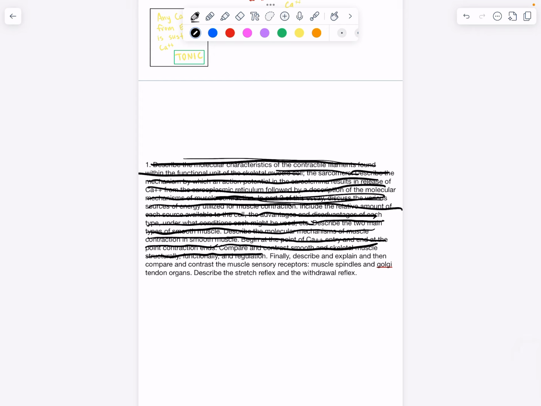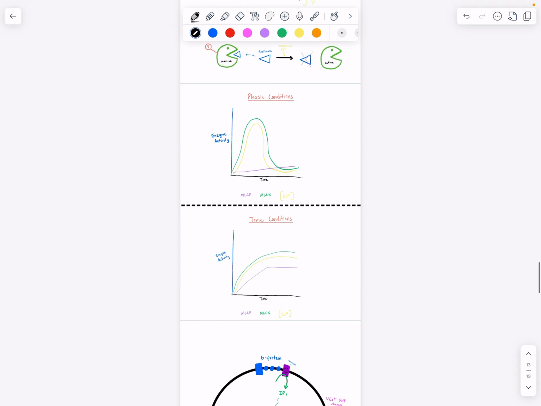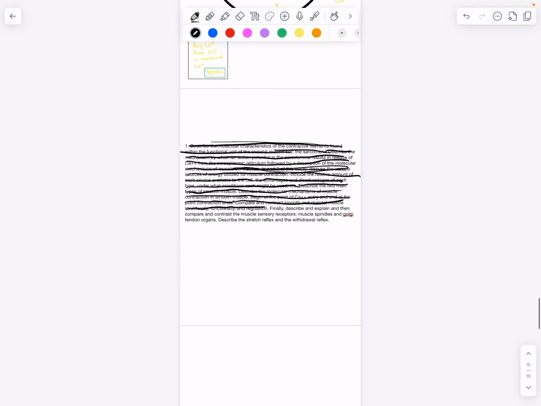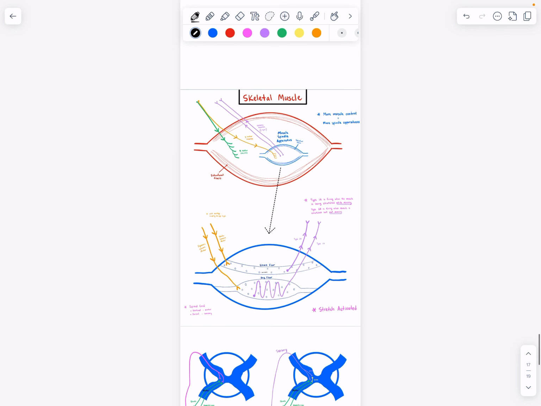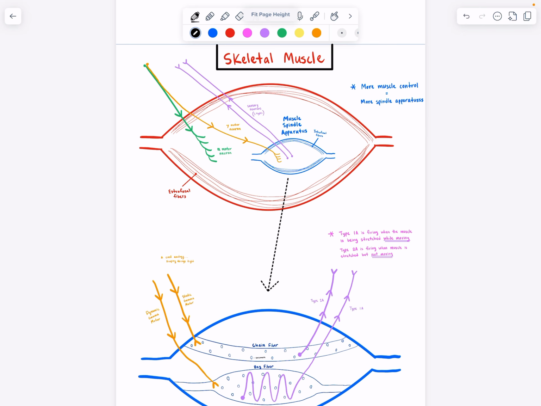Okay. So then we'll describe and explain muscle sensory receptors, muscle spindles, and the Golgi tendon. Okay. So with the stretch reflex, we'll come down here. With stretch reflex, when we're talking about reflexes, it's skeletal muscle. However, reflexes are kind of involuntary. So again, what I said earlier, how skeletal muscle is oftentimes involuntary as well.